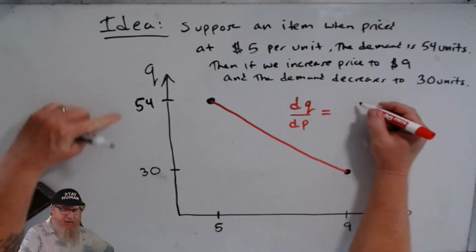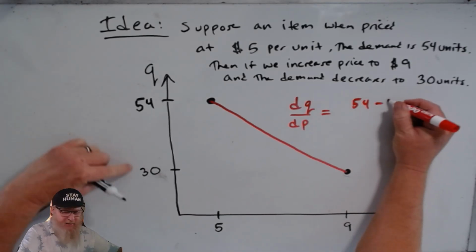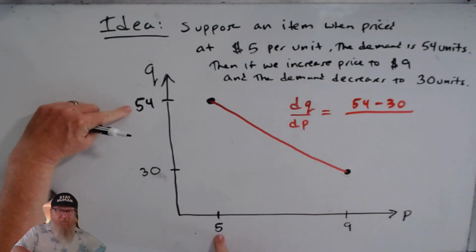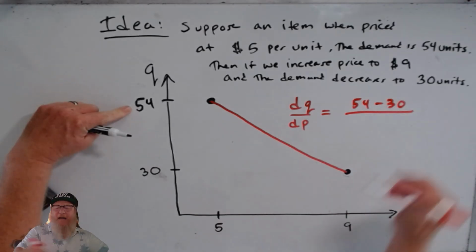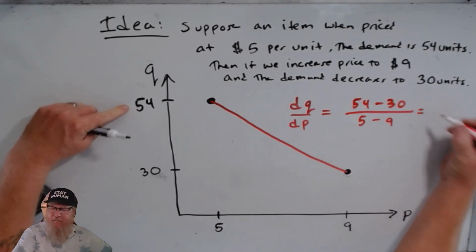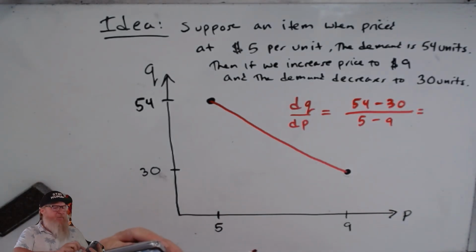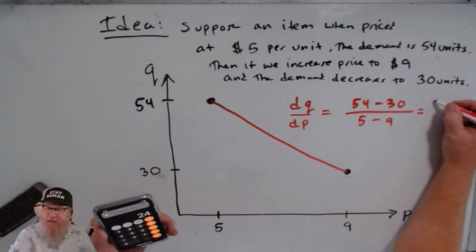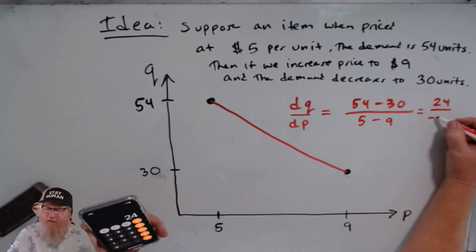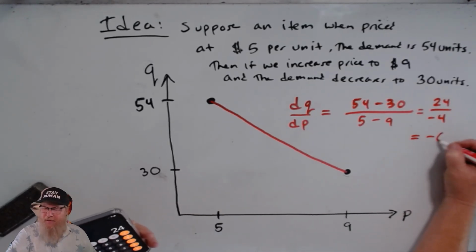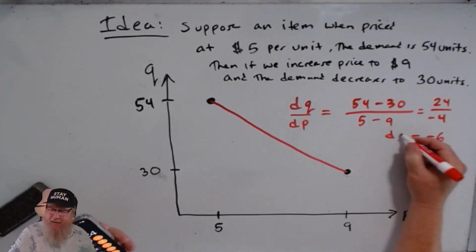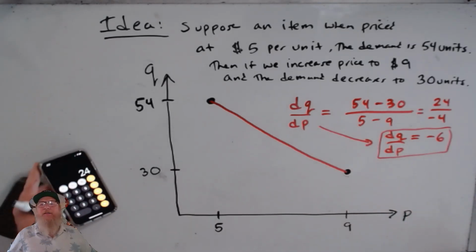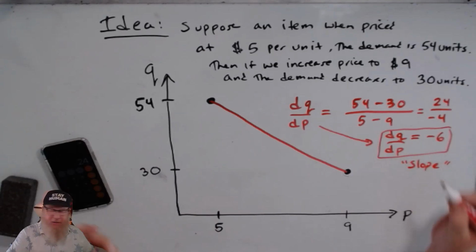All right, it would be 54 minus 30. I'm going back to old school algebra. And then if you do 54 minus 30, because 54 corresponds to the 5, you have to do 5 minus 9. Now, although I did make these numbers up, I made them up to give you the idea, so I made them very nice. So that's going to be 24 over -4. And so this dq/dp is going to be -6. It's just a fancy way of saying slope. It's the calculus way to say slope.